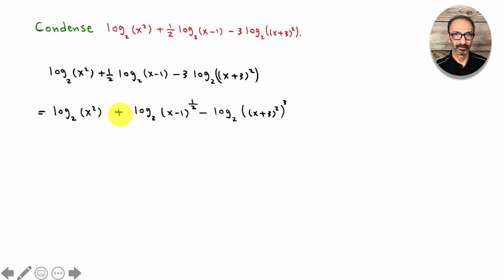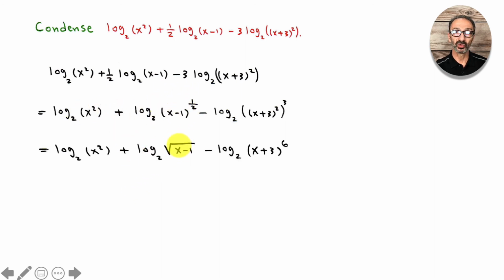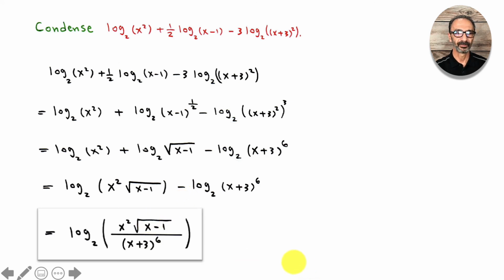This is a sum, so I'm going to use the product rule. Before that, we change this to square root because to the power half means square root. Now let's apply the product rule: one log and a product of m and n, if this is called n and this is called m. This is a subtract, so we're going to apply the quotient rule backwards, and we're done.